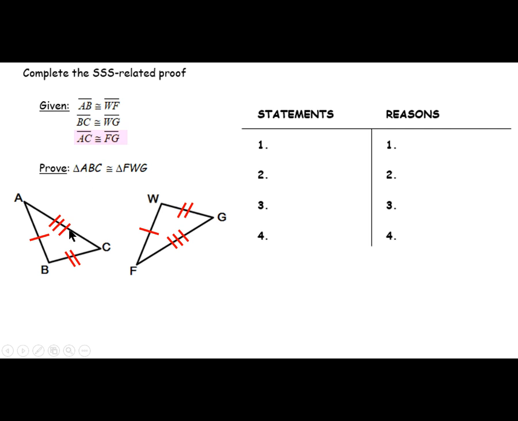And now we can look at our two triangles. Are these two triangles congruent? That's what we're trying to prove. Yeah, they are, because they have to be congruent because this is an example of SSS. So these two triangles are congruent by SSS.